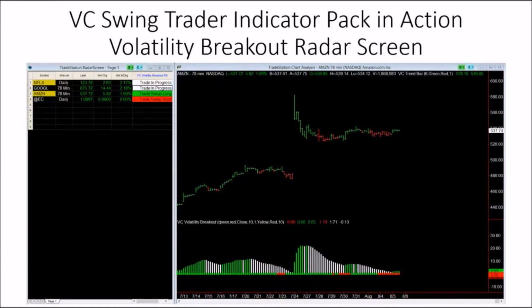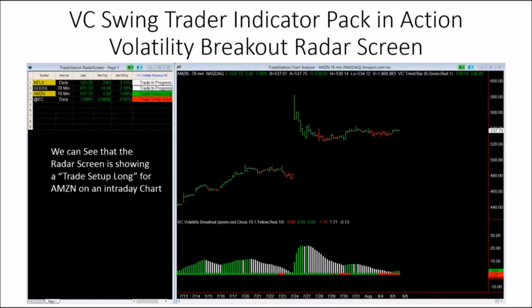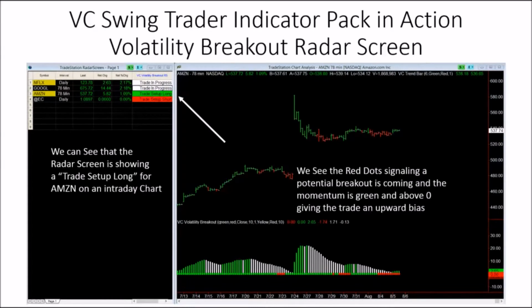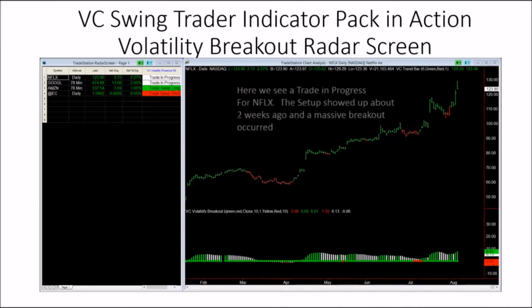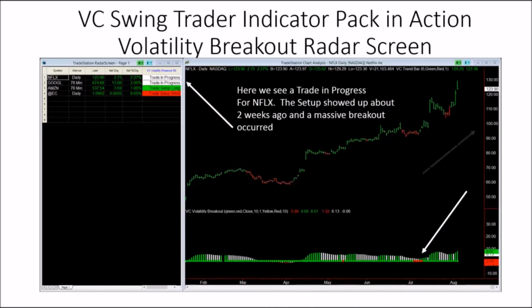So here we can see the VC Volatility Breakout on radar screen. We can see trade setup long for Amazon on an intraday chart right here, and it's green so it's easy to see. We can see the red dot signaling a potential breakout is coming, and the momentum is green and above zero, giving the trade an upward bias. See that right there. Here we see a trade in progress for Netflix. The setup showed up about 2 weeks ago, and a massive breakout occurred. See the red dots there, and a nice up move occurred.